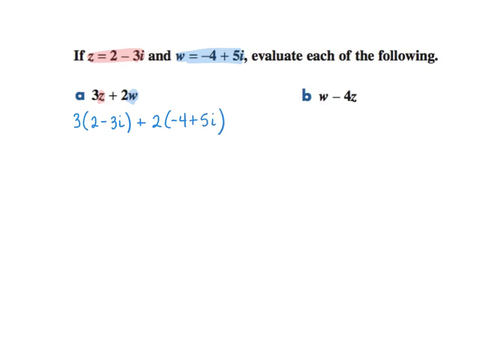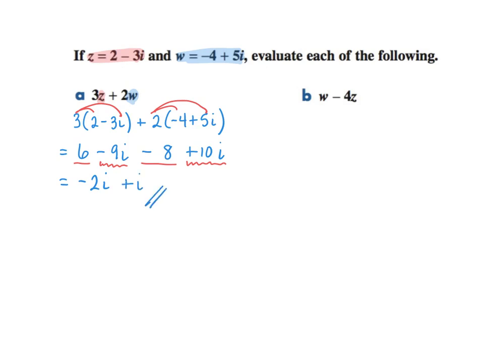And the expansion might be a little bit trickier, but it's the same concept. I'm going to go 3 times 2 is 6, and 3 times negative 3 is negative 9i. And then separately I'll do the other brackets. So 2 times negative 4 is negative 8. 2 times 5 gives me 10i. And then don't forget to simplify your answer. You want to add the real parts, which will end up with negative 2. And you want to combine your imaginary parts, which is going to leave you with just plus i.